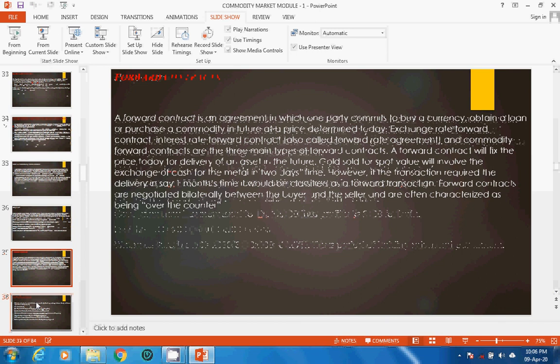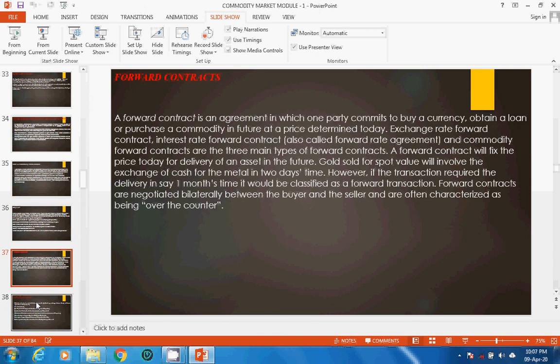Forward contract. A forward contract is an agreement in which one party commits to buy a currency, obtain a loan, or purchase a commodity in the future at a price which is determined today. Exchange rate forward contracts, interest rate forward contracts, which are also called forward rate agreements, and commodity forward contracts are the three main types of forward contracts.